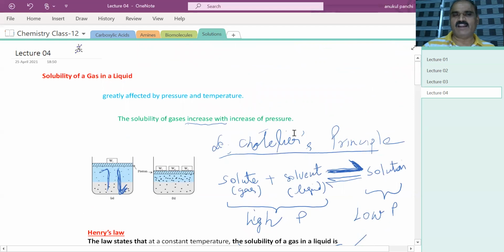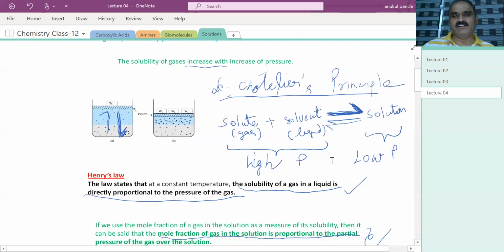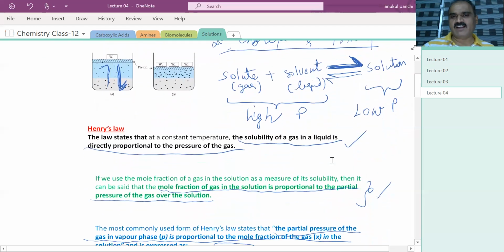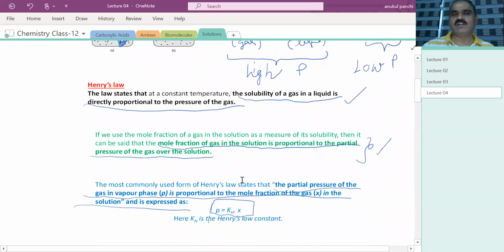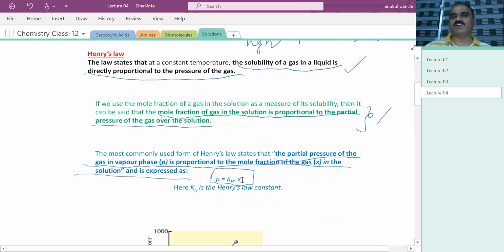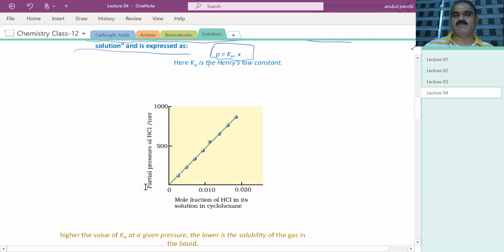The solubility of a gas in liquid increases with increase in pressure. It is explained by Le Chatelier's principle. And Henry's law states that the mole fraction of gas in solution is proportional to the partial pressure of the gas over the solution. Now let us take a graphical form. In this graph, the partial pressure of HCl is plotted against the mole fraction of HCl. When partial pressure is increasing, the mole fraction of HCl is also increasing.